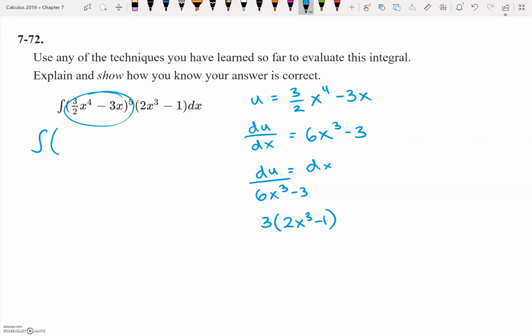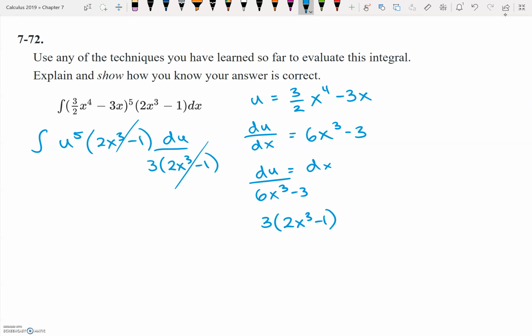This turns into u, so we'll say this is u to the fifth. And then we'll have our 2x cubed minus 1. Dx is being replaced with this term. So this is du over 3 times 2x cubed minus 1. These are going to cancel out, leaving us with the integral of 1/3 u to the fifth du.